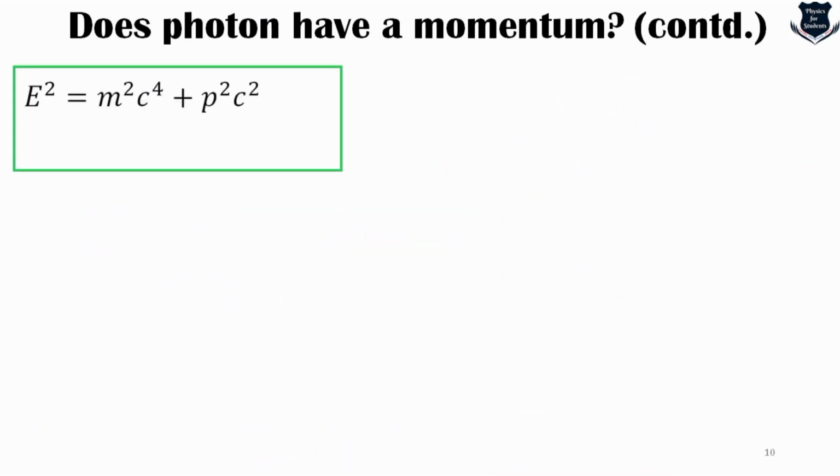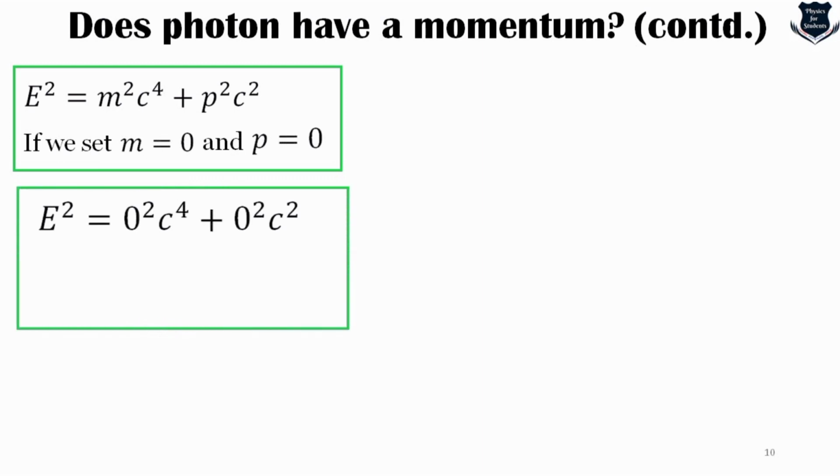Okay, so we go ahead with this equation which we have got, right? And if we set m equals 0 and p equals 0, what we see is this, which further leads to this, and which further leads to this.